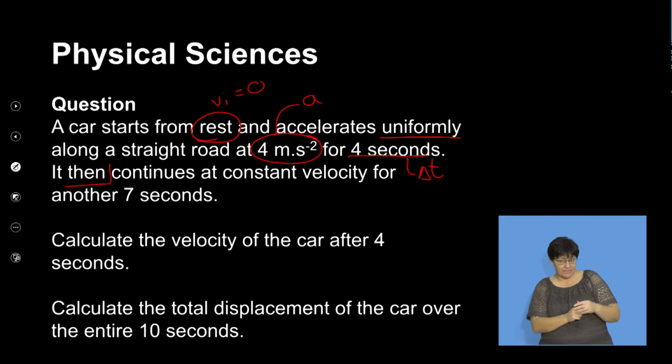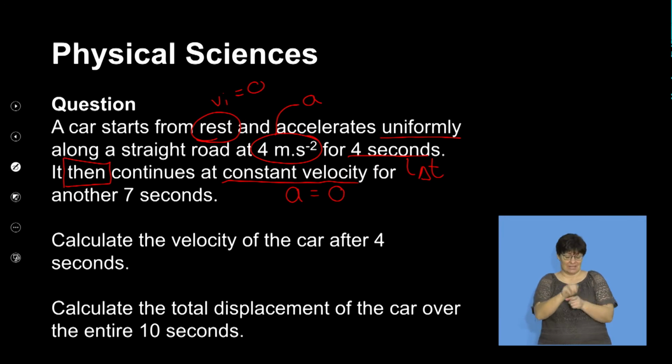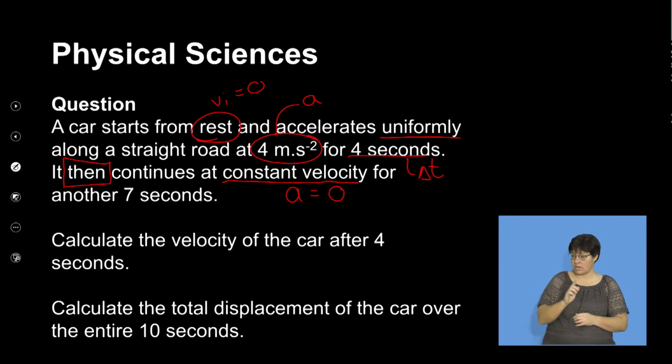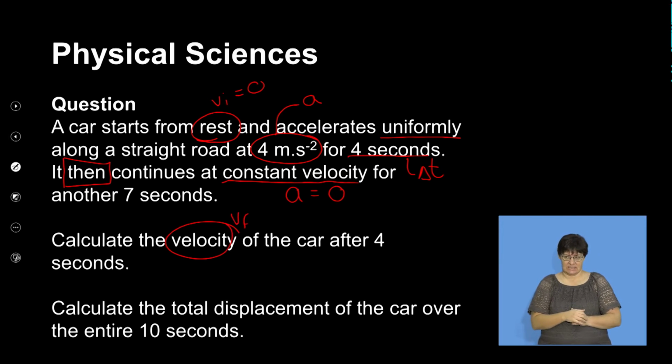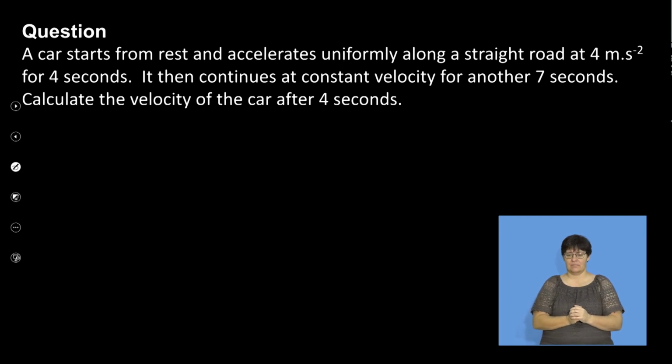It then, there's a second part. It then continues at constant velocity for another 7 seconds. So at this point, A equals 0. There's 2 parts to this. First thing they want is the velocity, Vf, of the car after 4 seconds. And then the total displacement of the car for the whole 10 seconds. It's actually 11 seconds, so let's change that to 11, because 7 plus 4 is 11. Right, let's start with the first part.